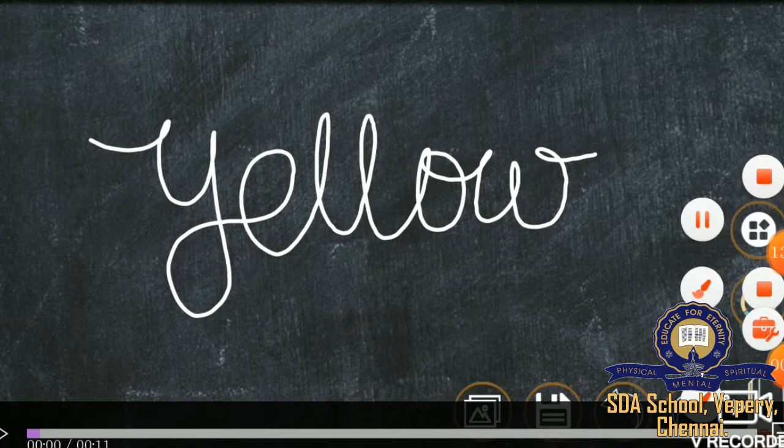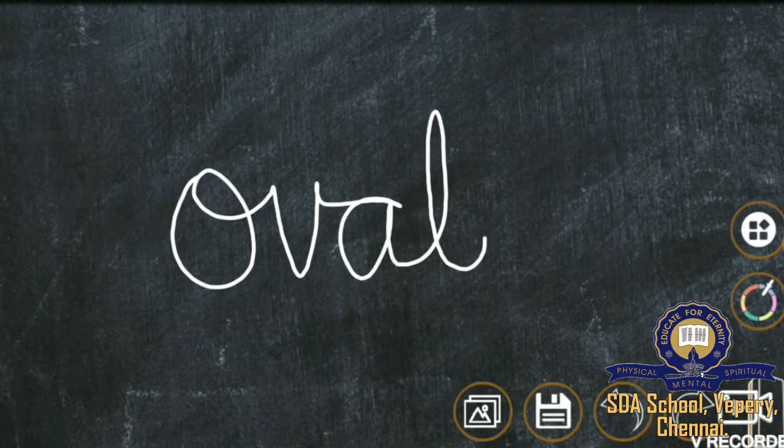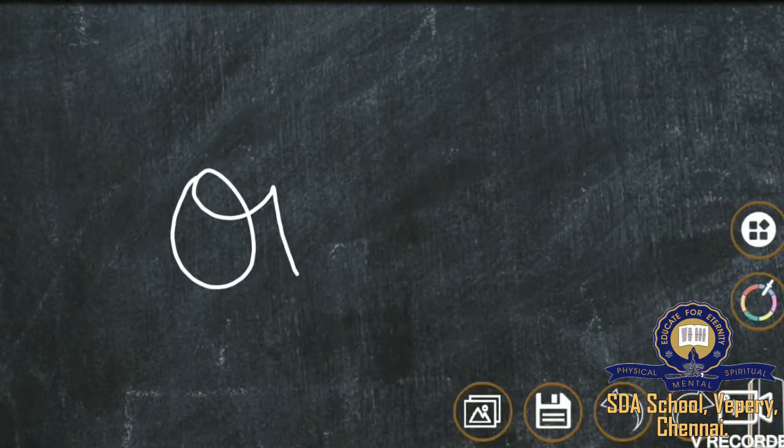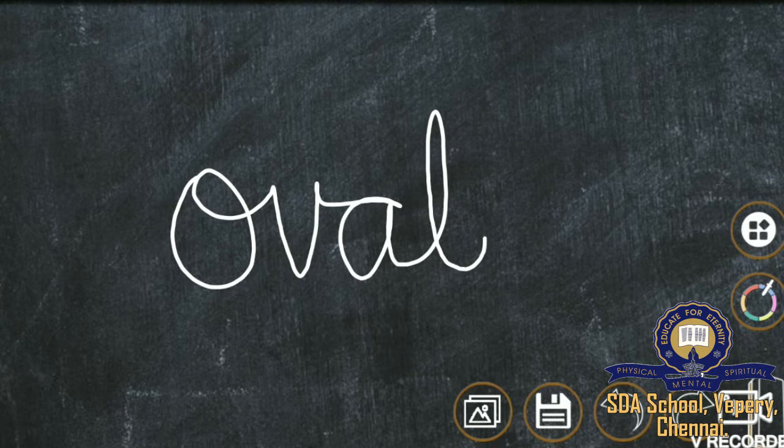Now we will go to the fourth spelling. What is the fourth spelling? The fourth spelling is oval. The fourth spelling is oval. O-V-A-L. Oval. Is it clear, children? Is it clear?